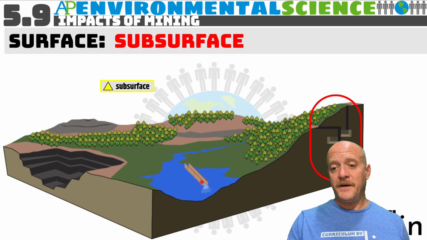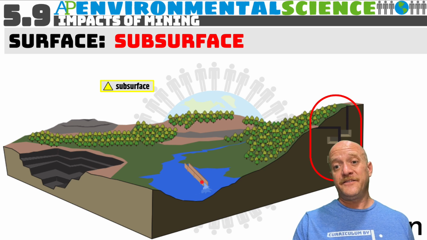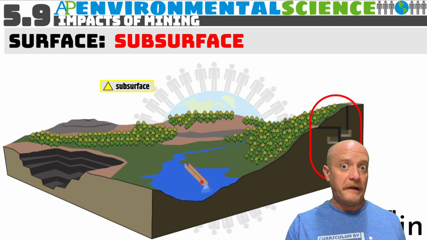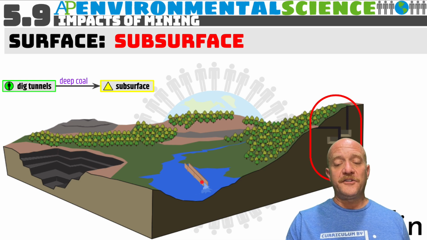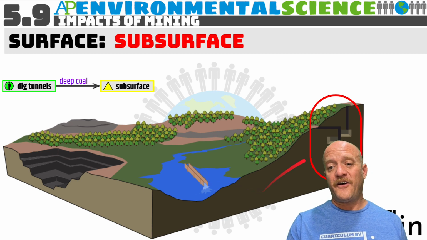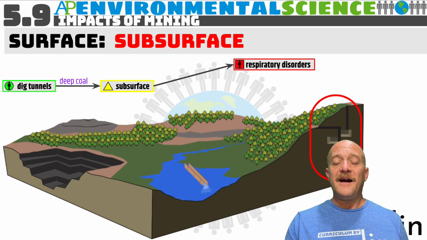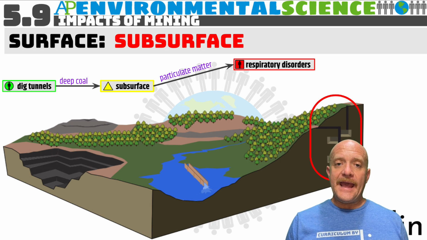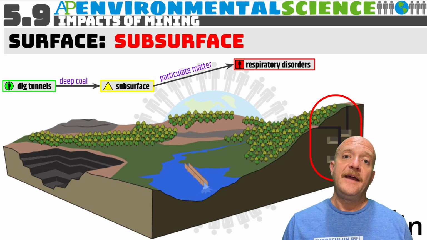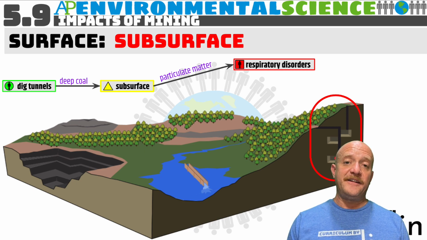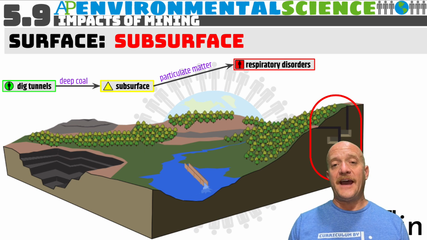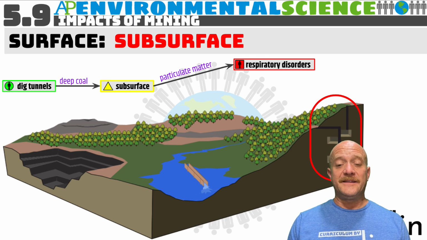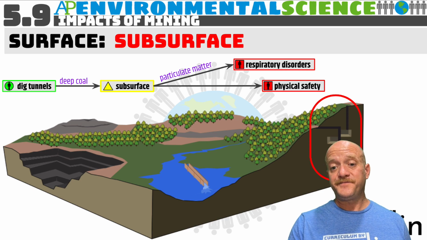Now, the subsurface mine, which is this one right here, you wouldn't really know a subsurface mine because they're very well concealed. They're underground. You dig tunnels in order to get coal, like seams of coal that are far beneath the surface. This is a problem for the workers because you are digging down underground. There's a lot of particulate matter that is built up, and this can be inhaled, and it is definitely a major factor for coal miners because a lot of them do get respiratory disorders.